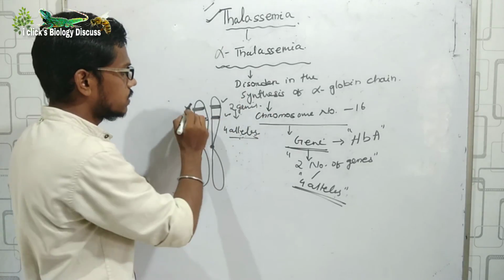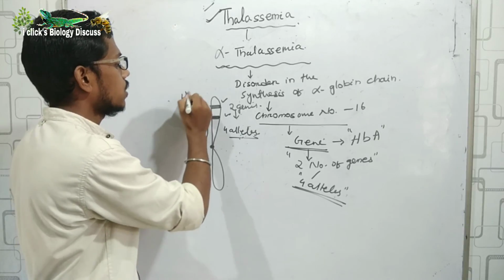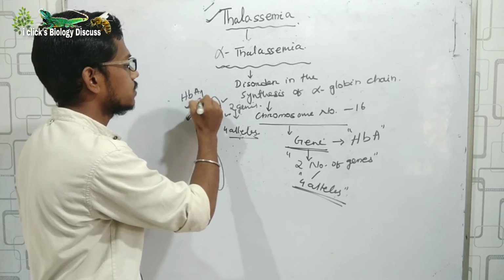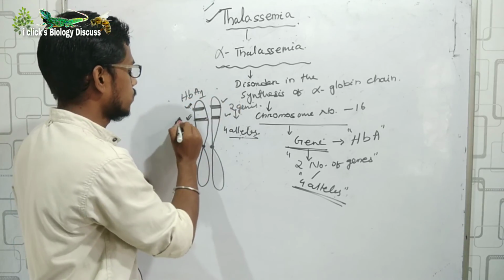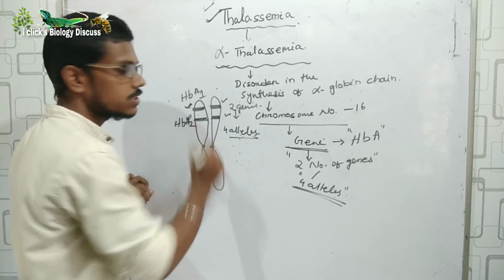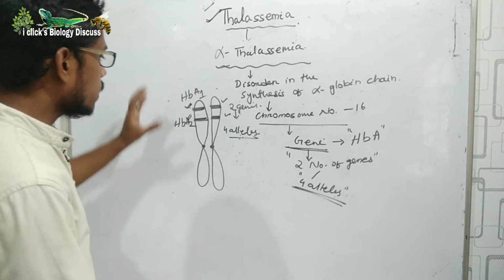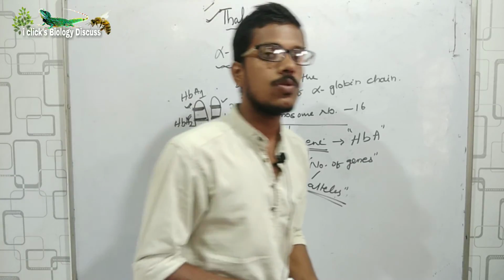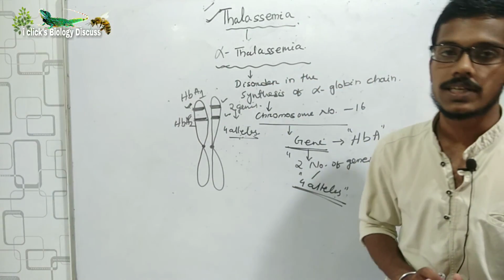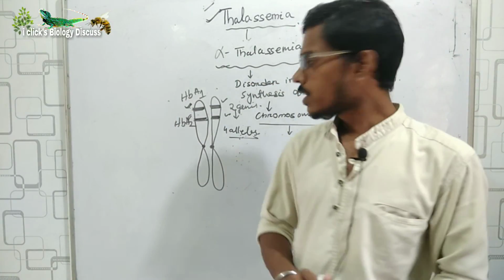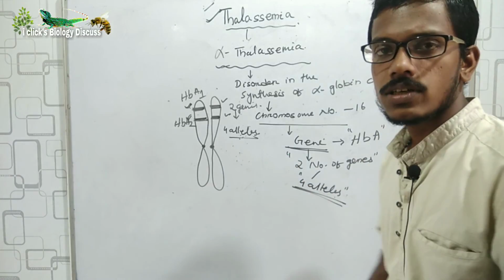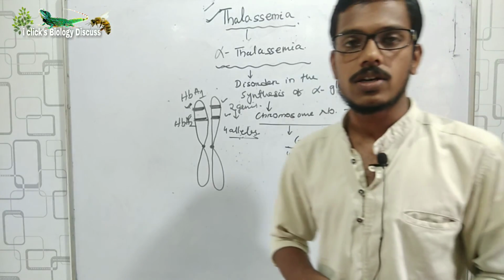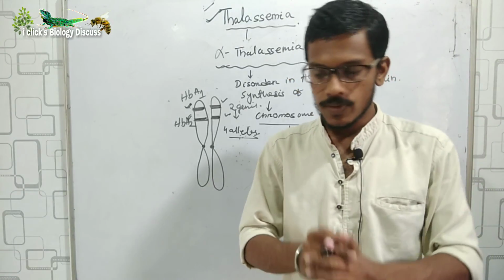Okay, 2 genes means if this is the HBA1 gene, then the other gene will be HBA2. So there are 2 genes which are responsible for the synthesis of alpha globin chain. Let's see in which condition alpha thalassemia will occur or will express.